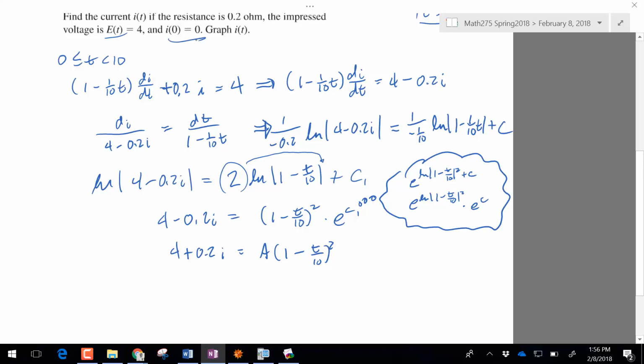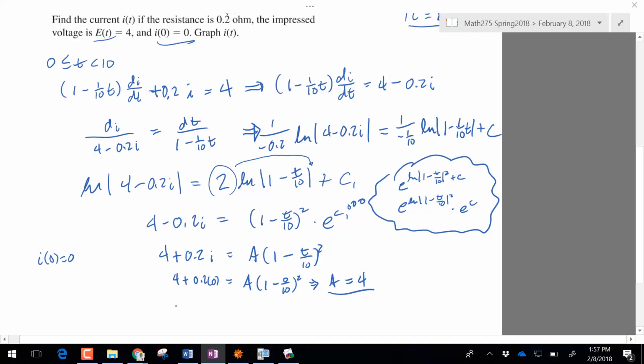All right, there's an initial condition, and this works for 0 through 10, so including 0. So let's put in the initial condition. We got I of 0 is equal to 0, so I is equal to 0, and then t is equal to 0. So a is equal to what? A is equal to 4. So it's 4? Okay. And then we can solve for I. So what's I equal to?